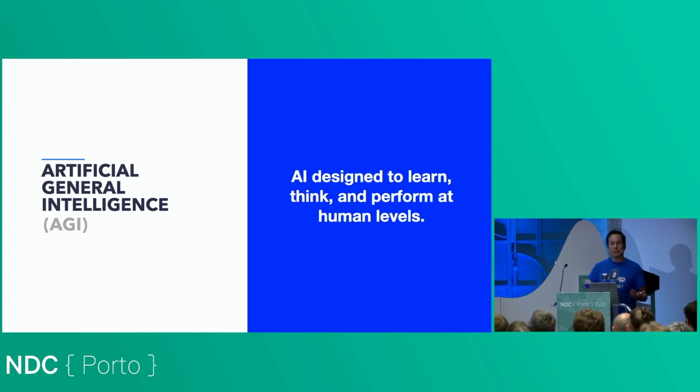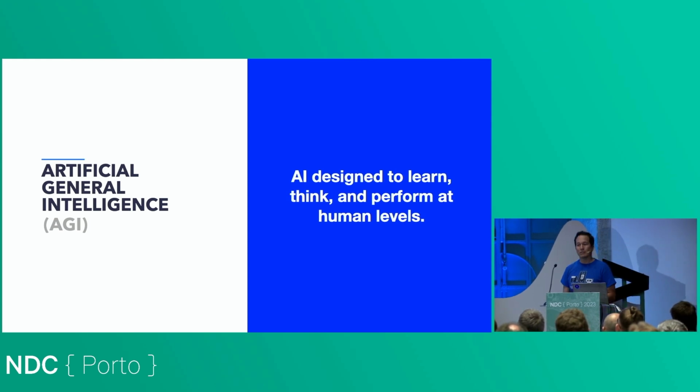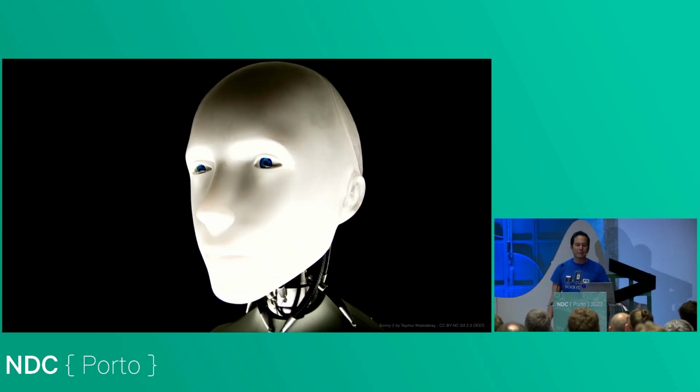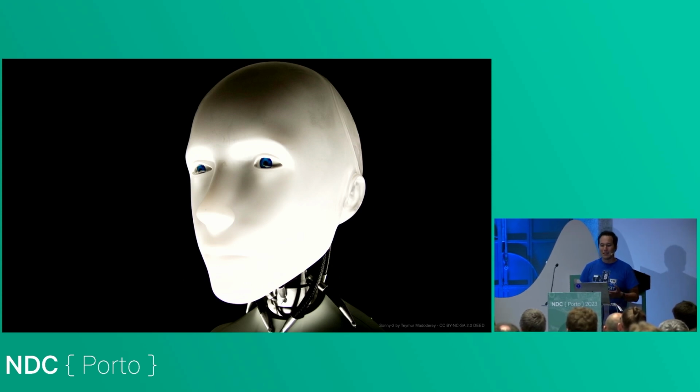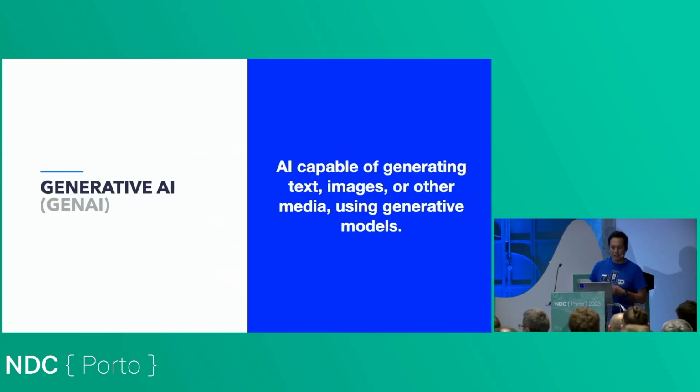AGI is a term you often hear, or artificial general intelligence. This is AI designed to learn, think, and perform at human levels. This is the AI that can reason for itself, take on any sort of task except opening the pod bay doors. And this is the AI that you often see depicted in movies, and a lot of people breathlessly say, oh, AGI is here. But it's not. This is not the kind of AI we're talking about today. This is not the kind of AI that exists yet.